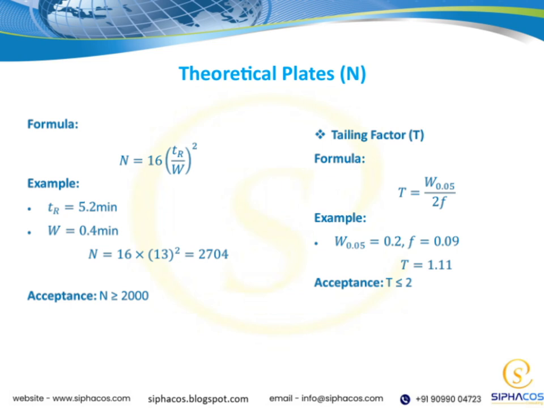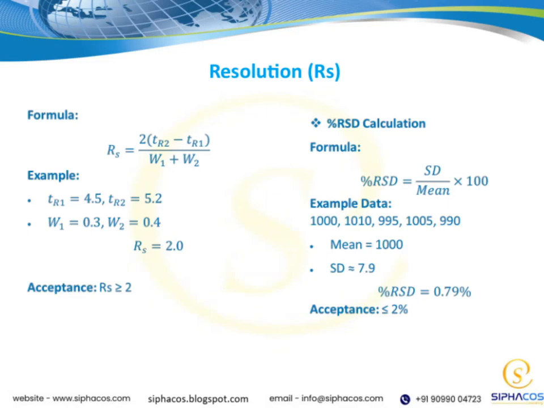Connecting this to the overall theme, understanding and optimizing N helps us improve our chromatography process, whether we're aiming for sharper peaks, better resolution, or faster analysis times. So, by focusing on the number of theoretical plates, we're essentially honing our ability to produce cleaner, more accurate separations in our work. Let's take a closer look at resolution, measured in RS.